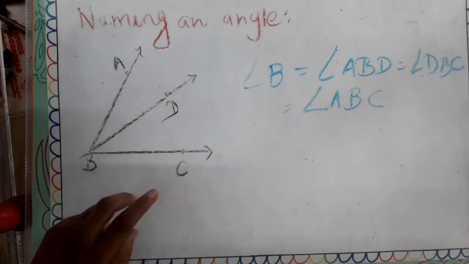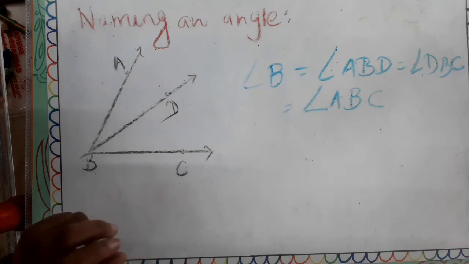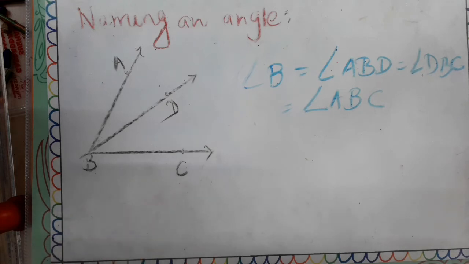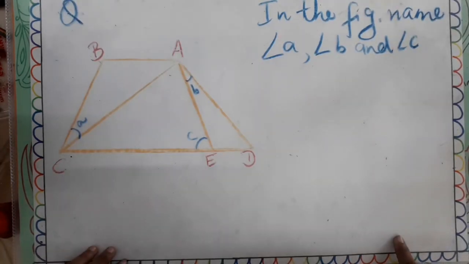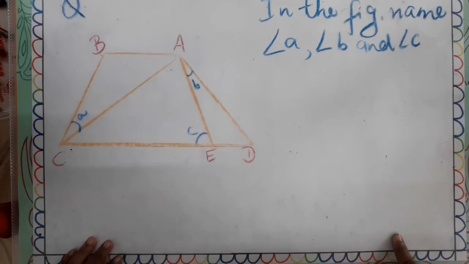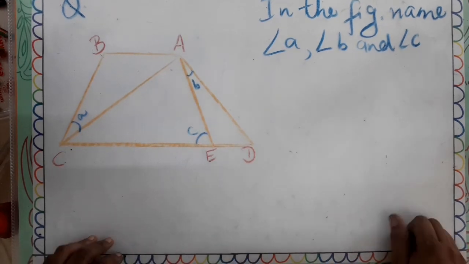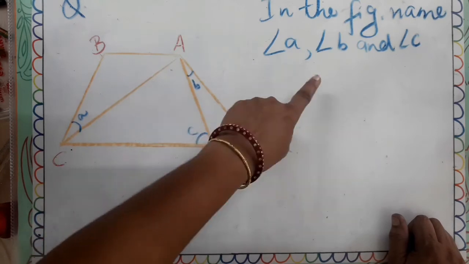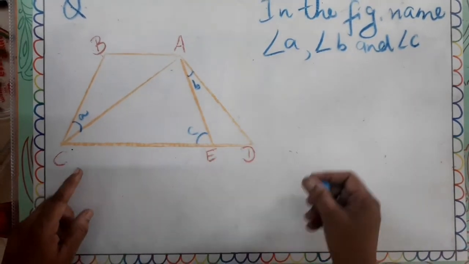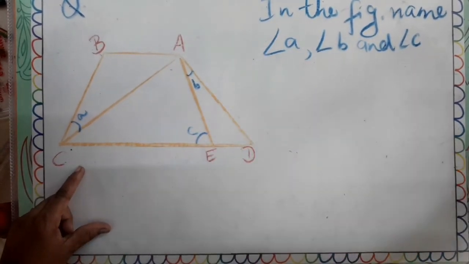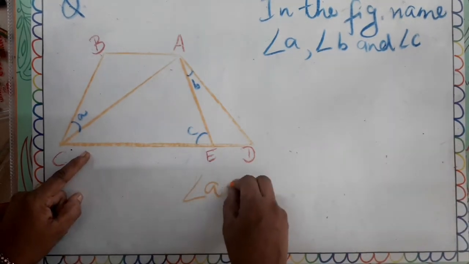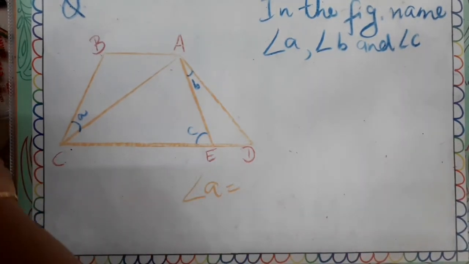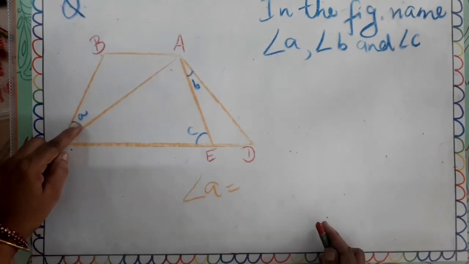Okay, so in this type of cases, be very, very specific. Now let us answer this question. You have to name the angle A, B and angle C. So here, if I want to go for angle A, then angle A I can write it as, see, this is the angle A.